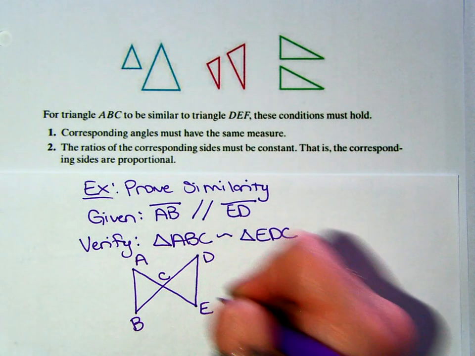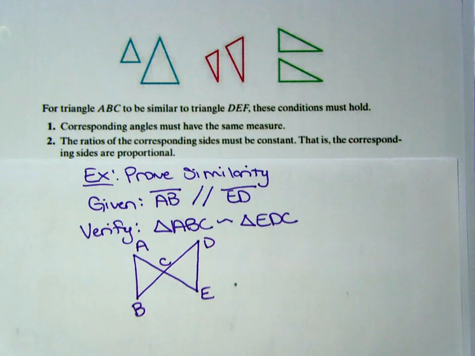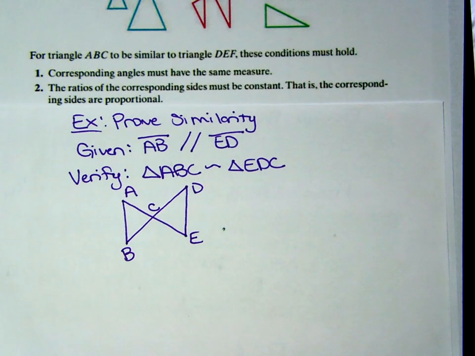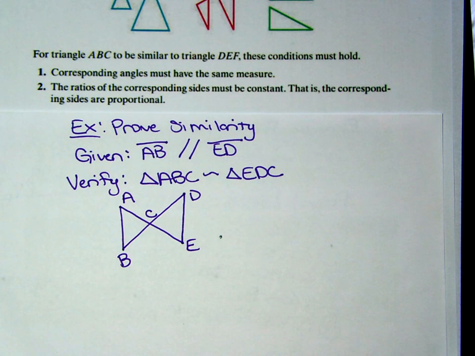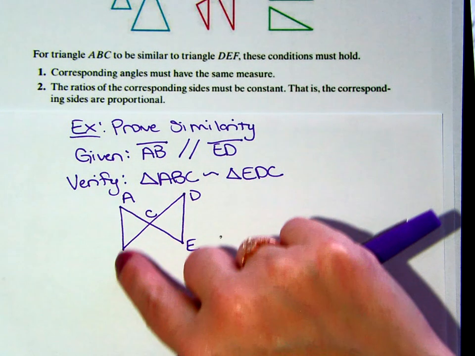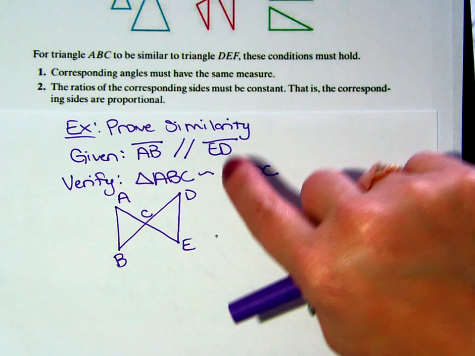I don't know if you can see that. So let me slide up. But very similar picture. But notice there's no tick marks anywhere. We don't know the measure of anything to be the same, at least not given to us. The only piece of information that we have is that side AB over here is parallel to side ED.